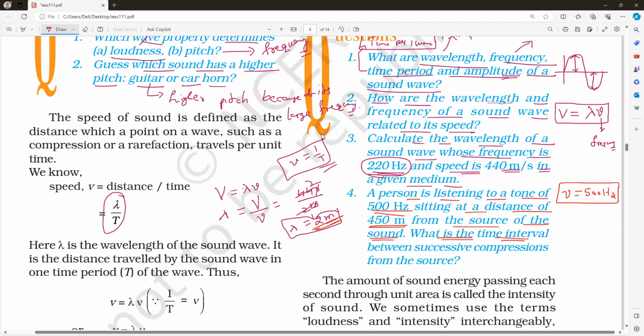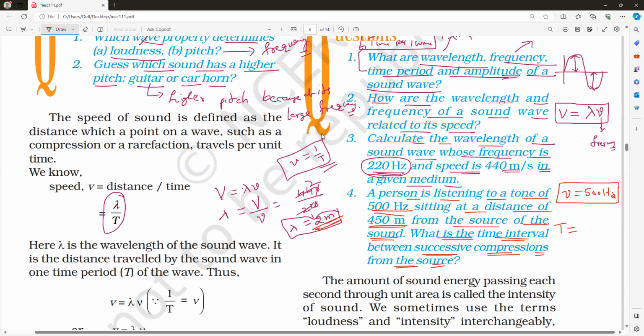What is the time interval between the successive compressions from the source? Successive compressions from the source means it is what actually? That is wavelength. Time they are asking now. The time interval between successive compressions is one wave. Am I right? Yes, that is also time period. The time between two successive compressions is the time period only.